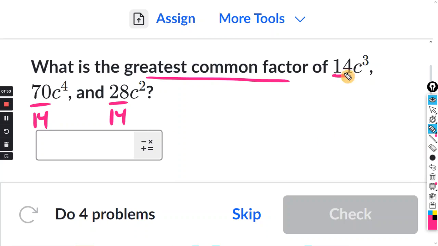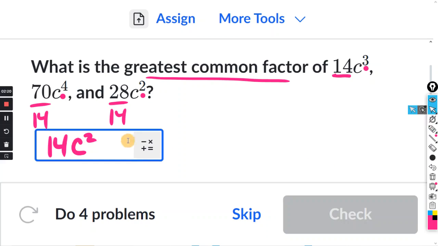Because 14 is a factor of 14, 14 is a factor of 28, and 14 is a factor of 70. So 14. For greatest common factor, it just means it's divisible by that number, the largest number it's divisible by for all three of them. And the smallest exponent, c to the third, c to the fourth, and c squared. The one with the smallest exponent is c squared.